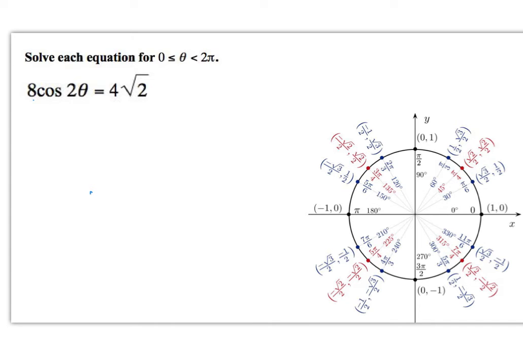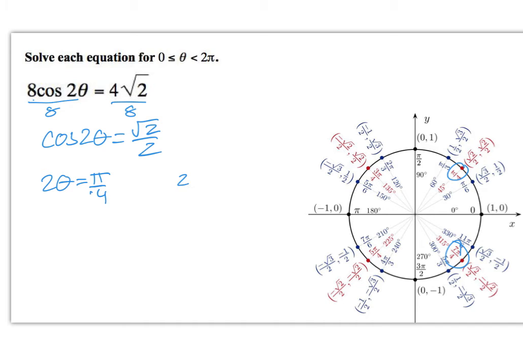All right, we've also got an 8 out front, so let's get rid of that 8. And we've got cosine of 2 theta is equal to root 2 over 2. We know that happens at pi over 4 and 7 pi over 4. So let's have 2 theta is equal to pi over 4, and 2 theta is equal to 7 pi over 4. I'm also going to say 2 theta is equal to 2 pi because that's 1 period of our cosine. We divide that by 2, we see that we're going to add pi each time.